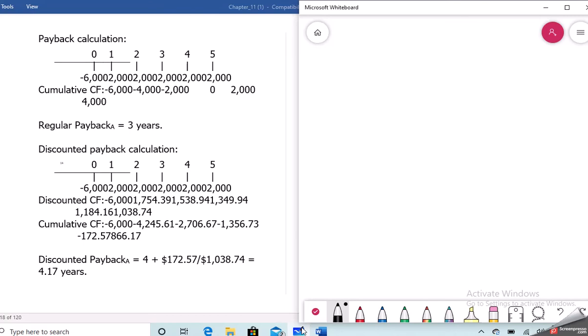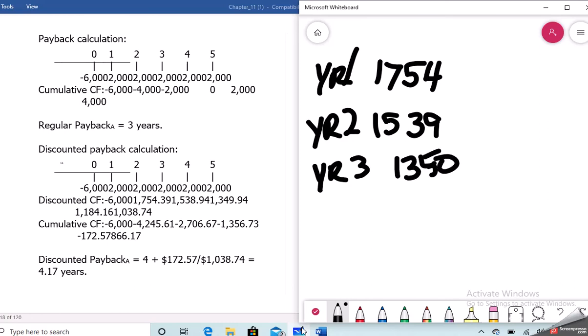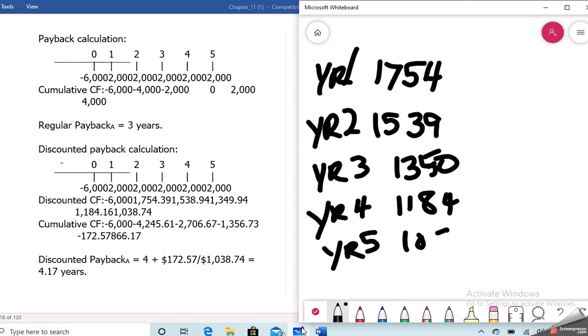So then you're going to say, okay, at the end of year 1, I have the 1,754, and I would leave off the cents just to make it easier. Then we come over and say, okay, year 2, then I'm going to have 1,539 if I round it. And then if I go to year 3, I've got 1,350 if I round that. Year 4, 1,184. And then year 5, I've got 1,039.